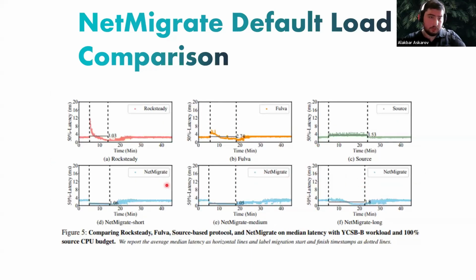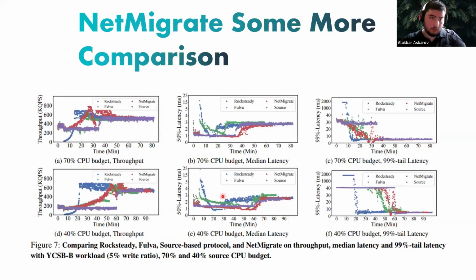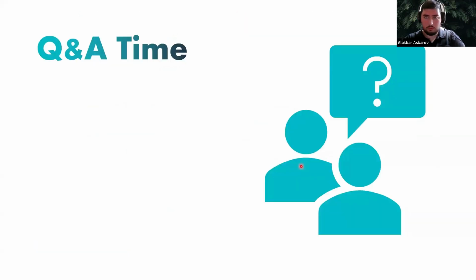Yeah, the same with 50% latency. On average, it's better, but at the 99th percentile, it's much worse. And here is the latency of the system with 40% CPU budget. As you can see, it's not performing much better than the baseline algorithms. Yeah, I think that's all for me.